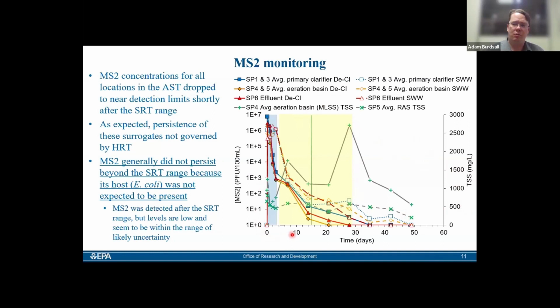But why didn't MS2 stick around beyond the solid retention time the way BG did? The answer? Well, MS2 is not expected to grow in the system because its host organism, E. coli, was not expected to be present. Since it also did not accumulate over time, we deduced that BG wasn't accumulating either, and instead that it had colonized the system and that the MS2 would eventually simply leave the activated sludge treatment system. MS2 was detected in small amounts beyond the solid retention time, but the levels were low and seemed to be within the range of likely uncertainty.